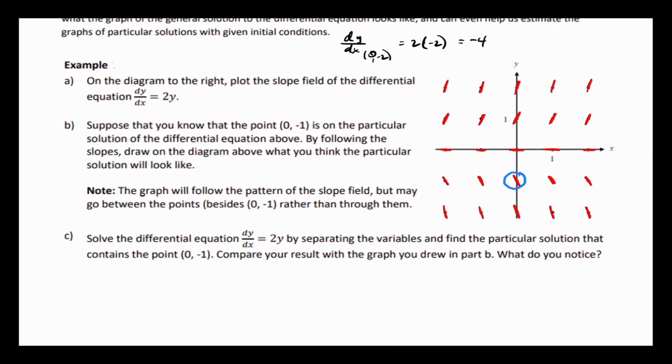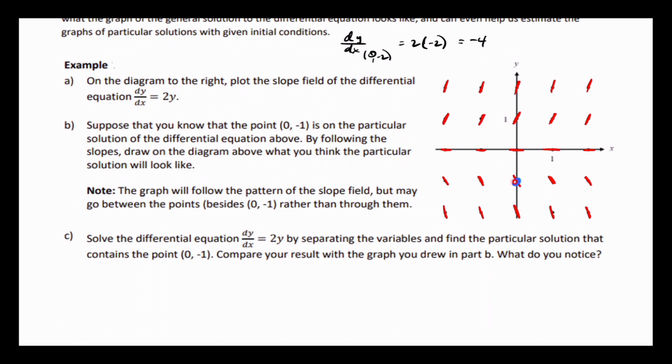By following the slopes, draw the diagram above what you think the particular solution would look like. So how do we draw? We start at the point they give us. We're going to go to the right, and we're going to go to the left. I'm going to go this way and that way. Now, which way do I go? Up, down, right, left? You follow the slopes.